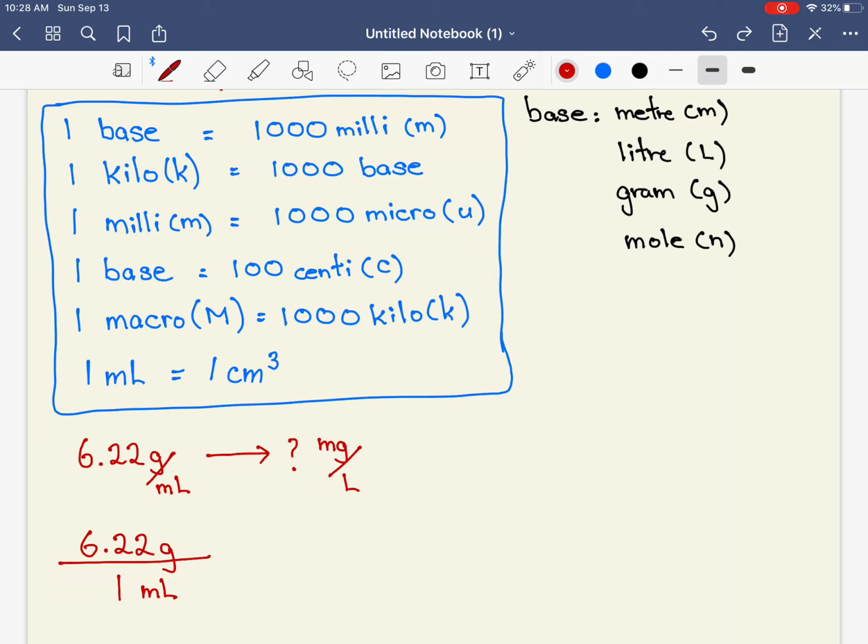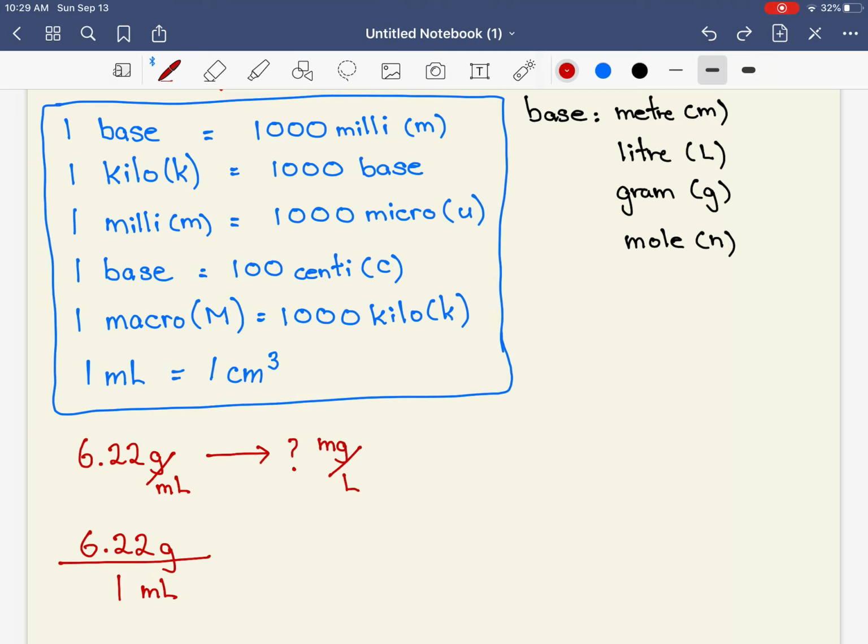I need to change these grams into milligrams, as is stated right here. And I want to change this milliliter into a liter, as is being stated right there. Okay, so let's look at the grams first. It doesn't really matter which one you look at first. At the end, you'll get the same answer. So let's change this into milligrams first.